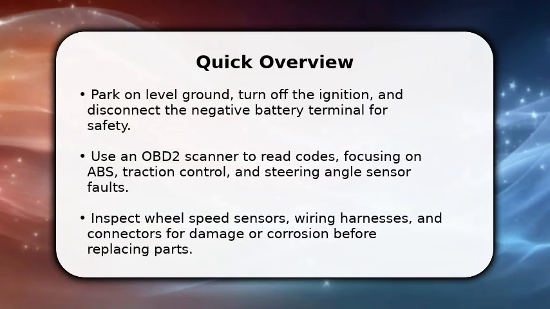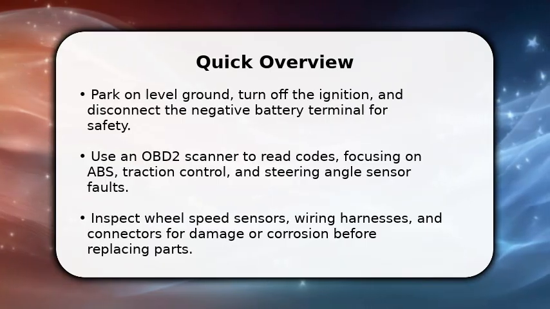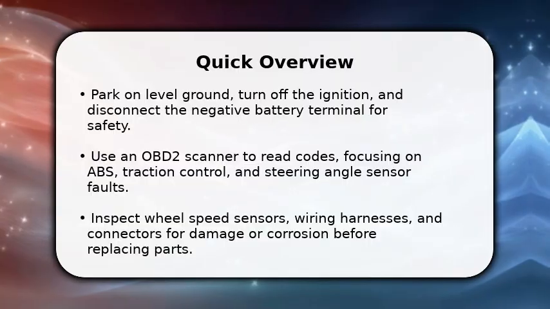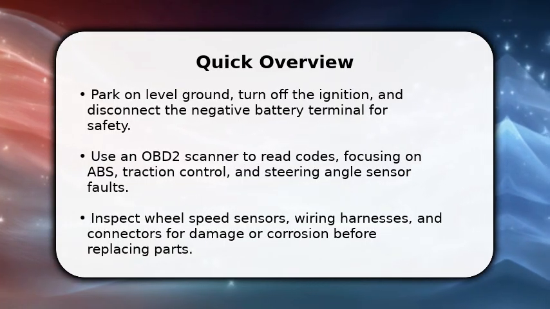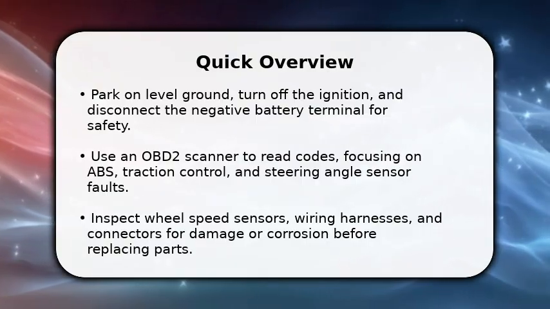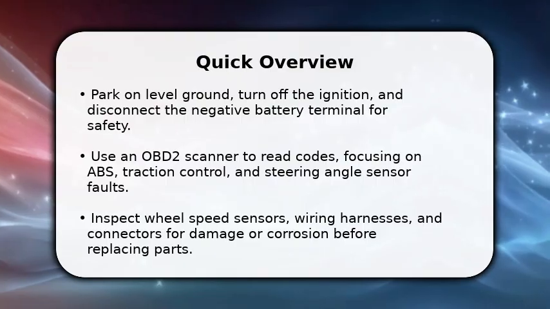In this video, I will show how to fix Stabilitrak on GMC Yukon. Start by securing the vehicle and disconnecting the battery to prevent shocks. Scan the system with an OBD2 reader and record fault codes related to ABS or steering angle sensors.